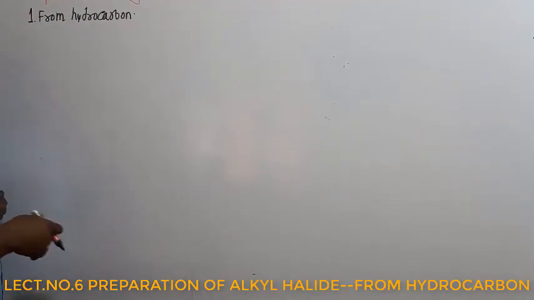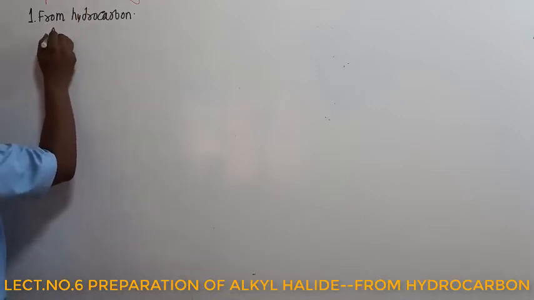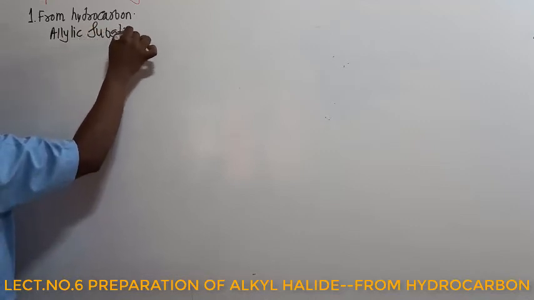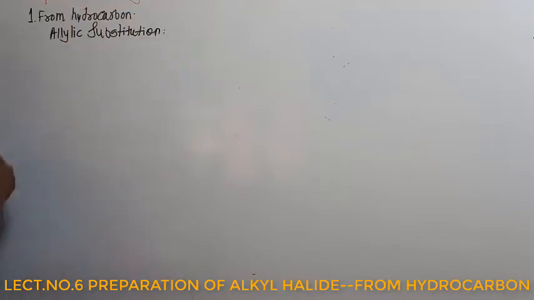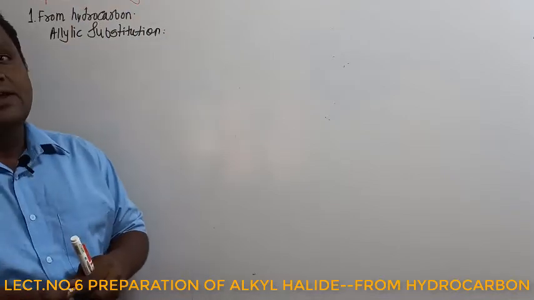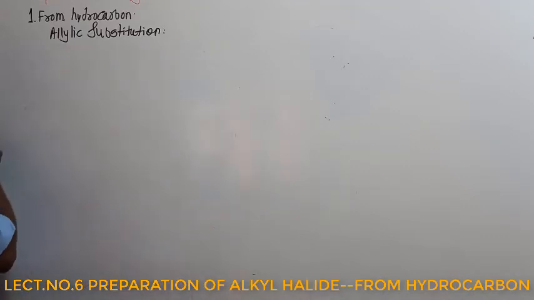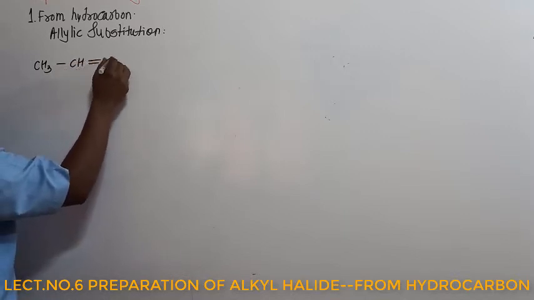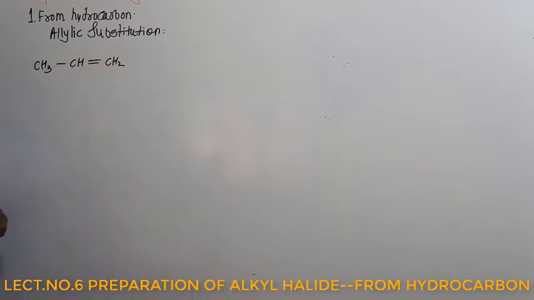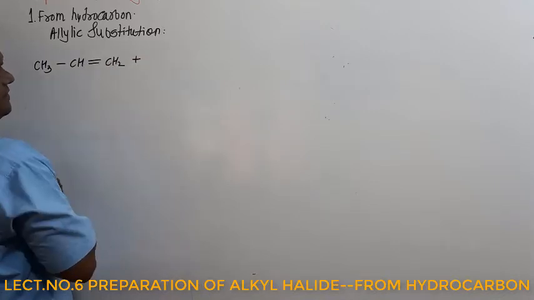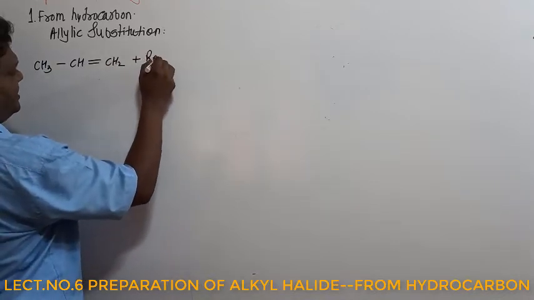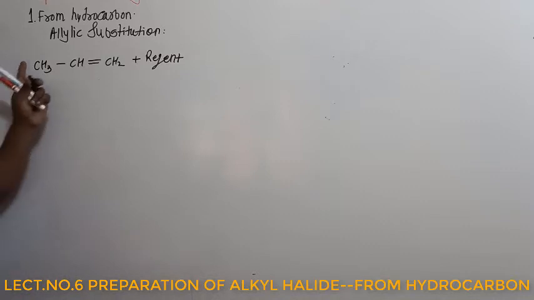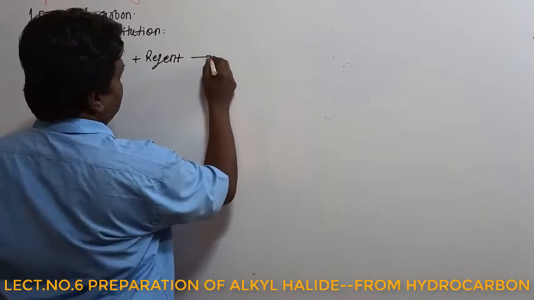Now alkane, alkene and alkyne, and the last one in hydrocarbon is from allylic substitution. We already saw what is called allyl and vinyl. Let's start with allyl, CH3 CH double bond CH2. Now if I react with a halogen atom or any reagent, let's start with any reagent. Which reagent, we will see later. If I react this with reagents, now what happens is this.